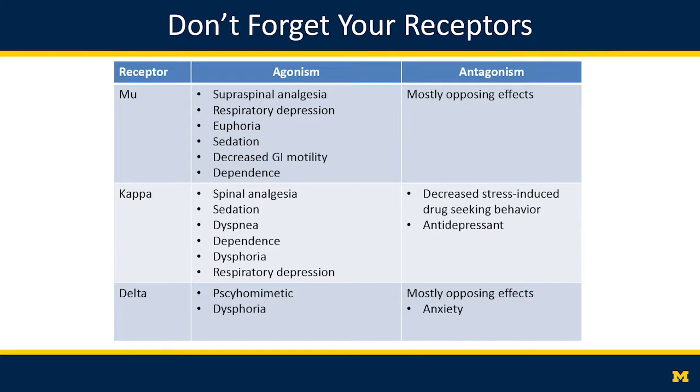But the big difference here is kappa antagonism. If you are an agonist at this receptor: respiratory depression, dysphoria, dependence, dyspnea, all the things we don't want. But because we're blocking that receptor, it's good for people who have a substance use disorder because it decreases cravings, and it's also kind of a mild antidepressant. But for people with just pain that we're treating, we're antagonizing it so we don't get the bad side effects, which is what we're looking for here, right? So those are things we can take advantage of with buprenorphine.